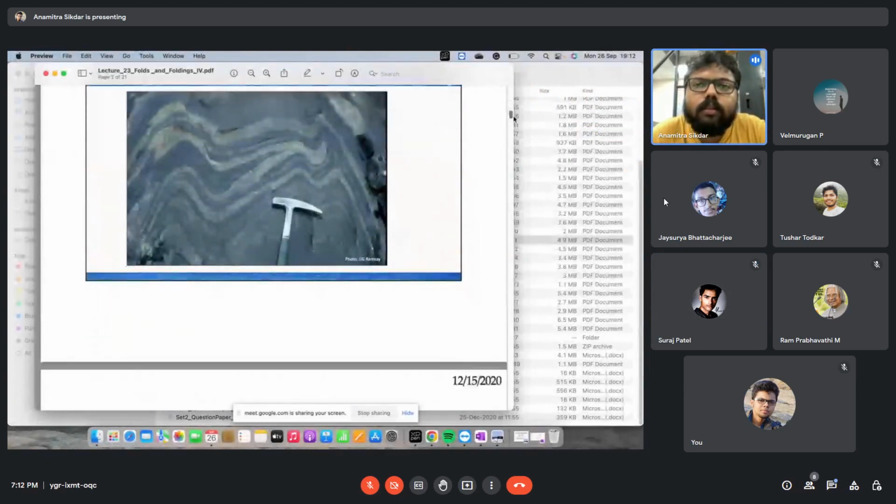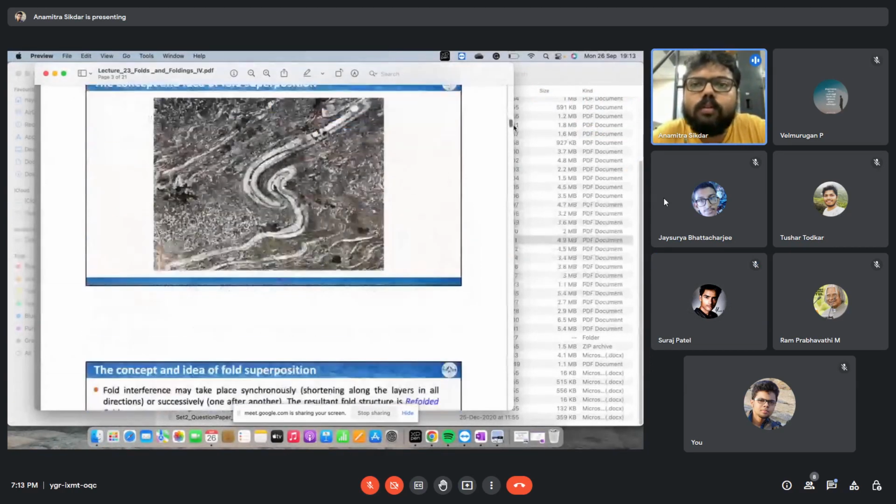This part deals with the superposition of folds. What happens in nature? You won't get a force coming from only one direction. It changes with time. If a force formed a fold in the north-south direction, and after some time another set of forces deformed the terrain from the east-west direction, then when these two deformations converge, they create a superposition, right?